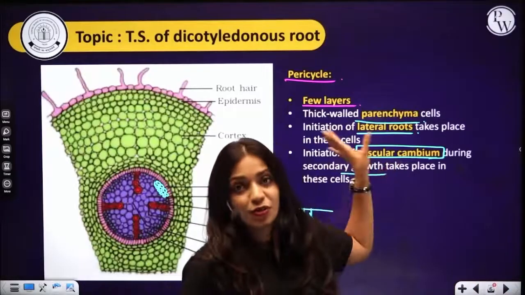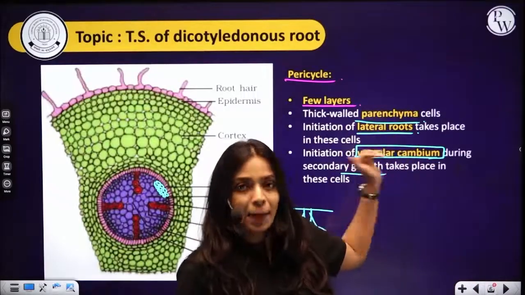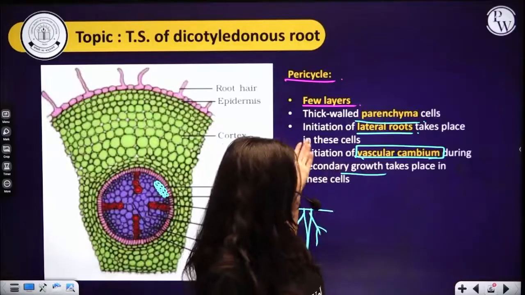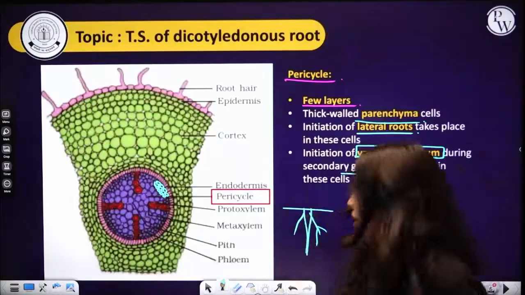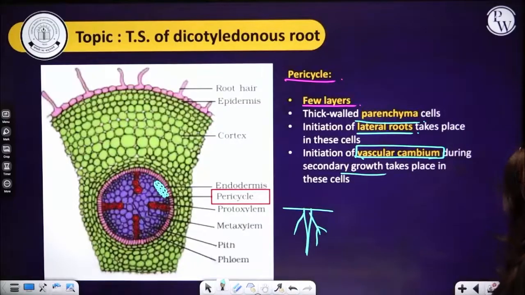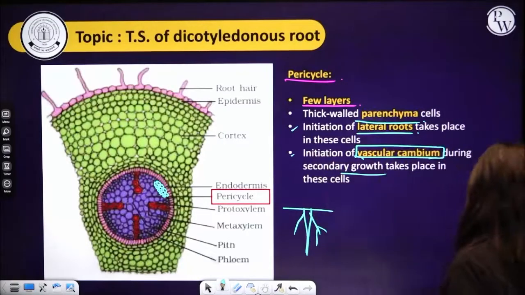The initiation of vascular cambium in some plants happens from the cells of the pericycle. That is what it means here. Okay. Now, these are two important things that you have to remember about the pericycle.